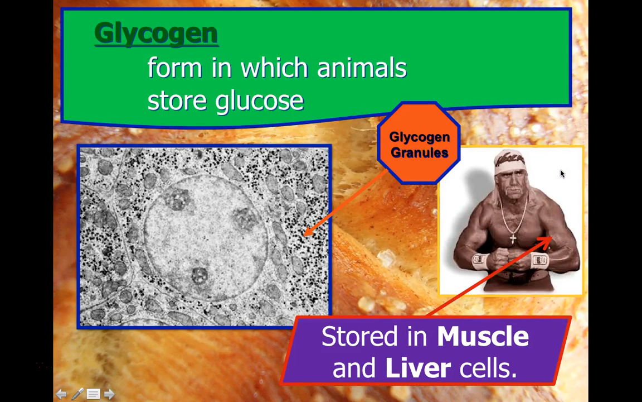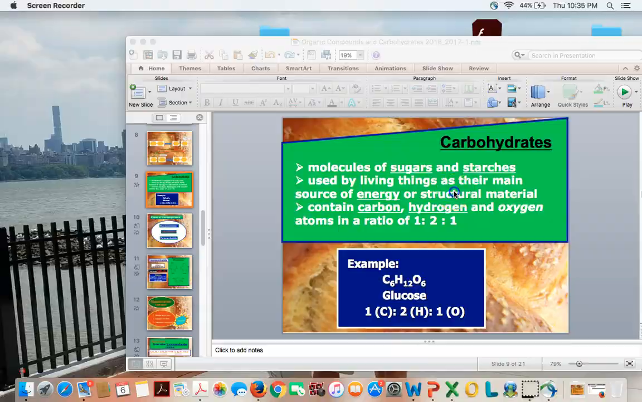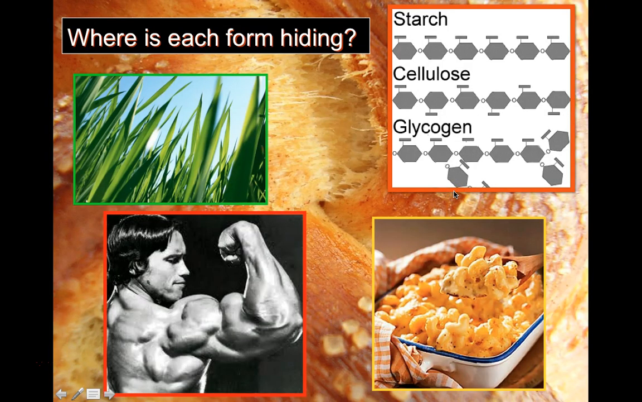Glycogen is another form of a polysaccharide that's used for animal storage. Animals use glycogen and they actually store it in their muscle cells and their liver cells, and it's used for the storage of energy. So where can we find these polysaccharides in everyday life? Well, as stated before, cellulose is a plant-based complex carbohydrate, so you would find cellulose in any plant source. Animals store glycogen as their storage of energy in their muscle and their liver cells.